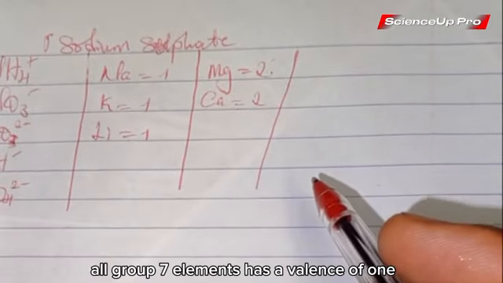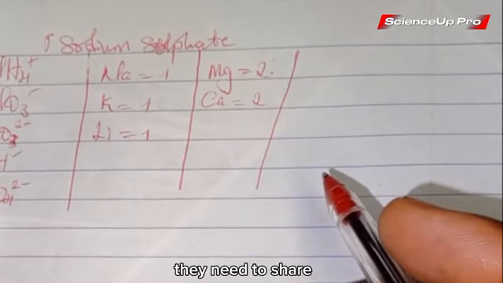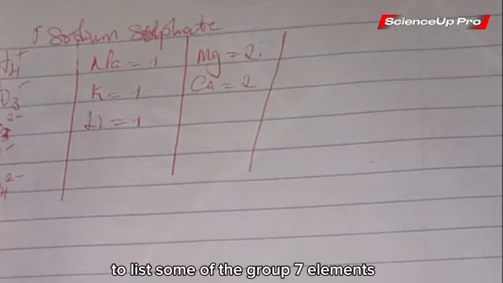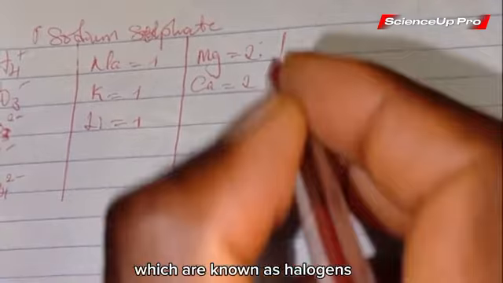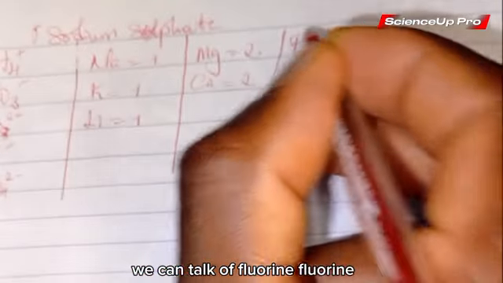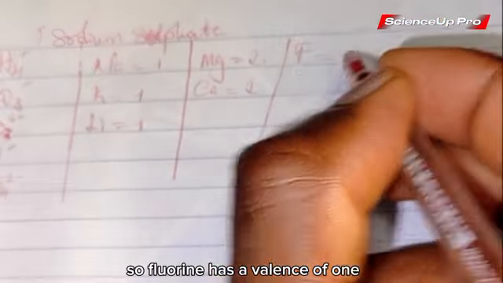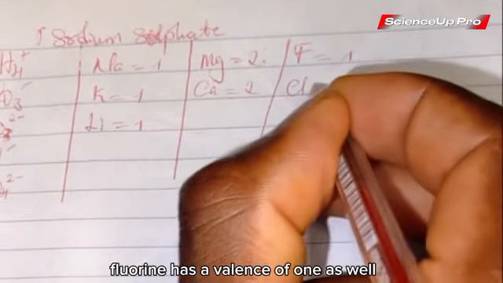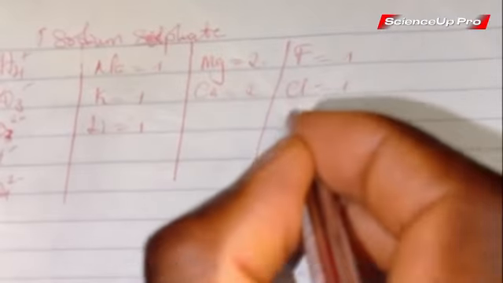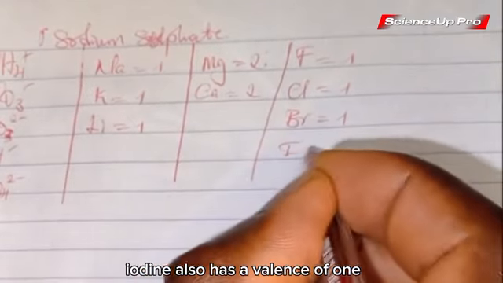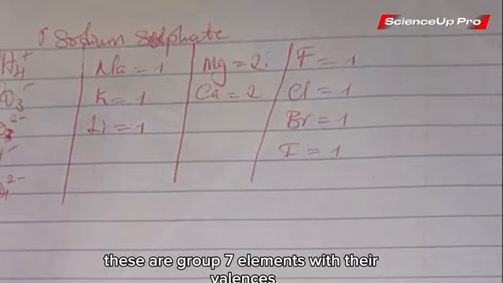All group 7 elements have a valence of 1. They need to share or gain 1 electron to be stable. To list some of the group 7 elements, which are known as halogens, we can talk of fluorine. Fluorine is so reactive that we don't mostly use it. So fluorine has a valence of 1. Chlorine has a valence of 1 as well. Bromine has a valence of 1. Iodine also has a valence of 1. These are group 7 elements with their valencies.